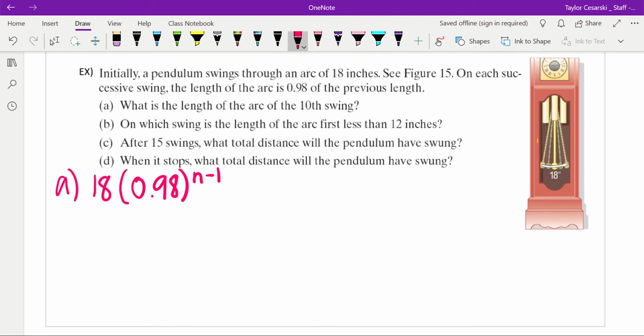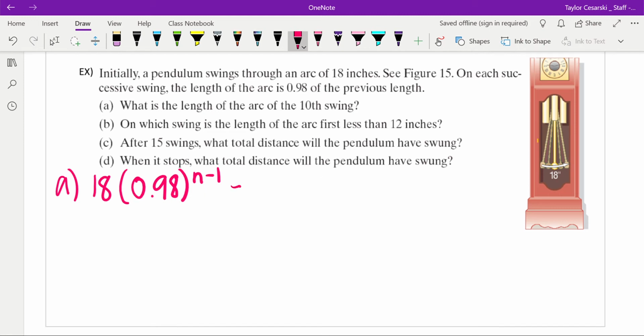Okay? And how I always go back and I kind of check myself. So if I were to plug in 1 to this, 1 minus 1 is 0. Anything to the 0th power is 1. So if I were to plug in 1 on my first swing, I would get 18, okay? So swings through an arc of 18 inches. So the first swing will be 18, and then it'll go down after that, okay?